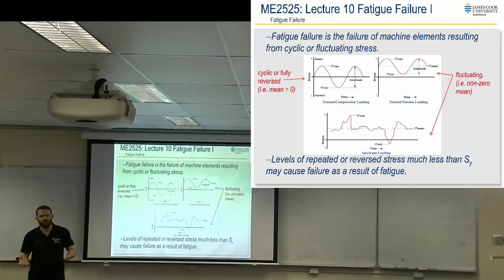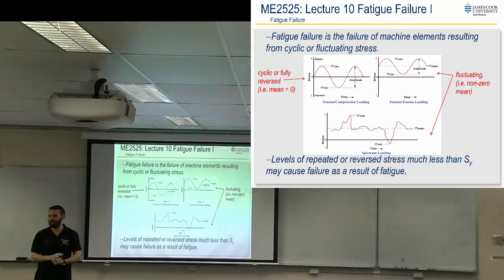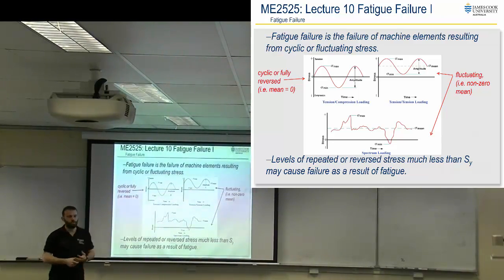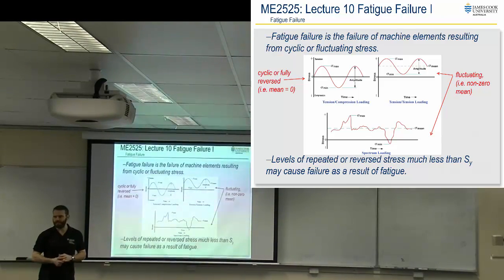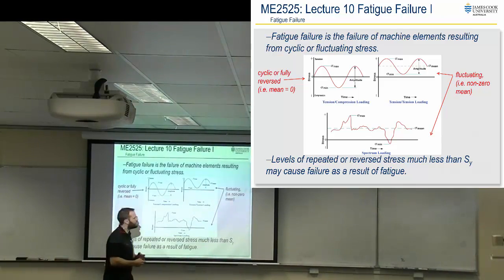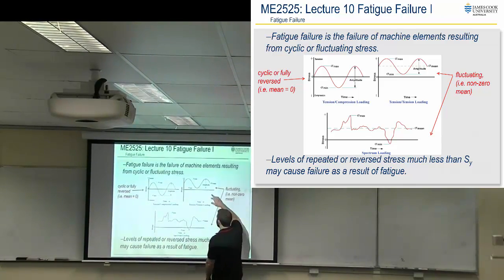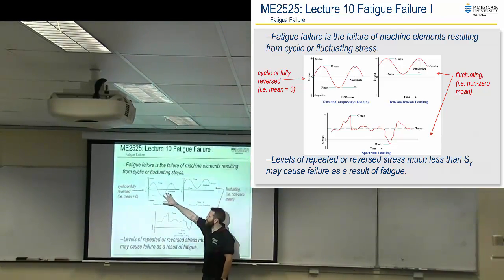And so when we analyze these things, certainly initially we'll just be using nice sine waves or sinusoidal curves, because that's easy for us to do. But when you get more complicated things, and certainly using ANSYS and that kind of stuff, you can actually use more complicated fatigue histories. So that's called fully reversed.